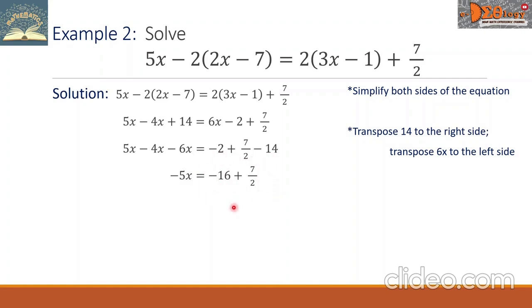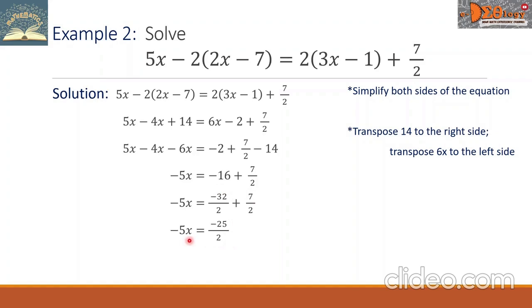Let us combine the right side. This is a whole number. We multiply the negative 16 by 2. We will get negative 32 all over, we use the same denominator 2. Negative 32 over 2 is equal to the negative 16. Then we simplify the like fractions on the right side. Negative 32 plus 7 is negative 25 all over 2.